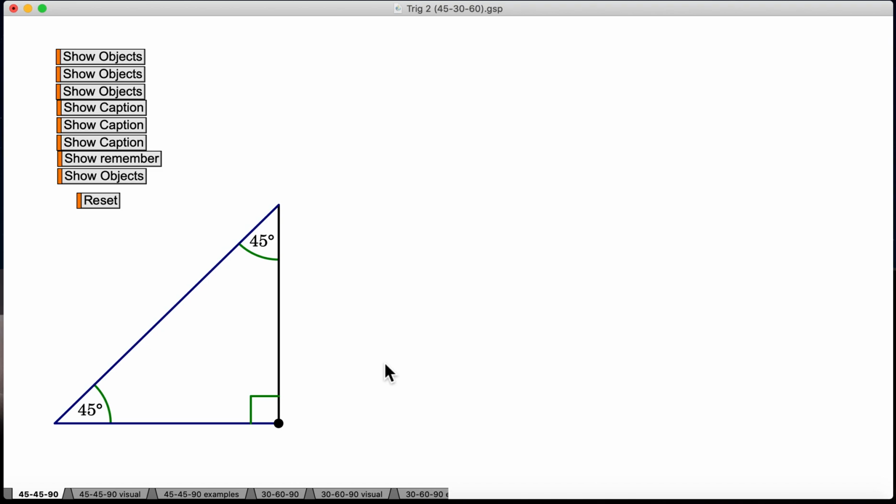Last video, we looked at special right triangles that had to do with sides, where the sides were nice integers, like the 3, 4, 5, the 6, 8, 10, or the 5, 12, 13, and so forth. Now we're going to look at special right triangles that have to do with the angles. By the way, these never overlap. If it's a special right triangle with integer sides, a 5, 12, 13 will never be a special right triangle with angles.